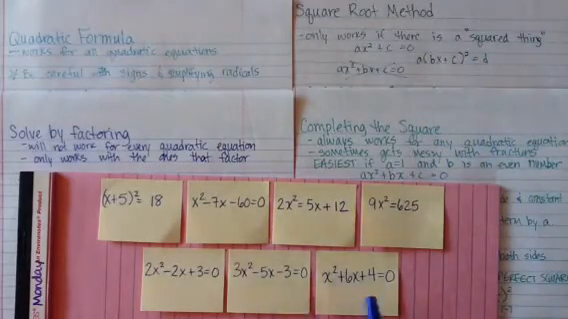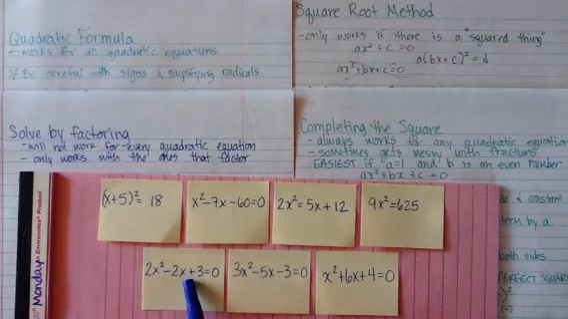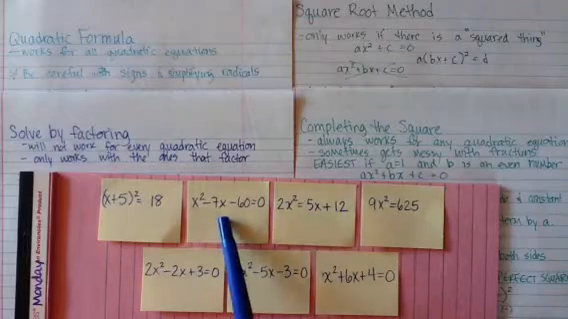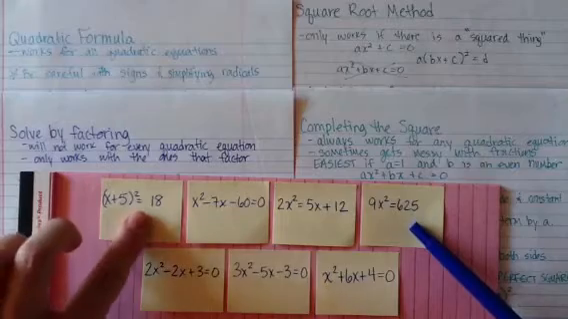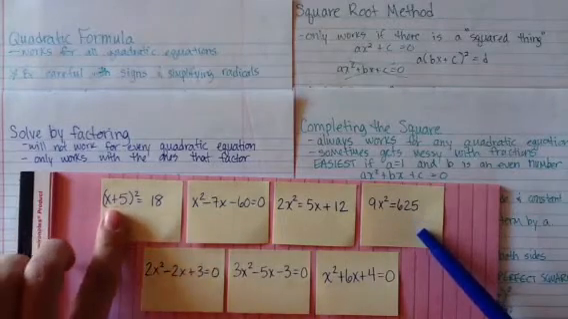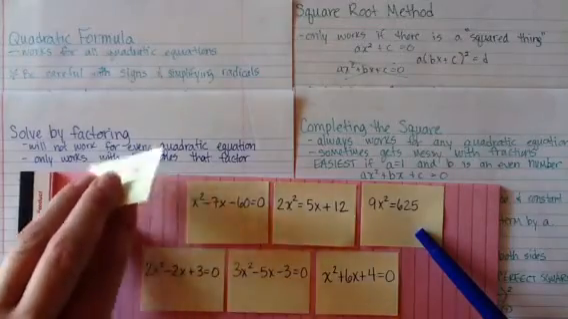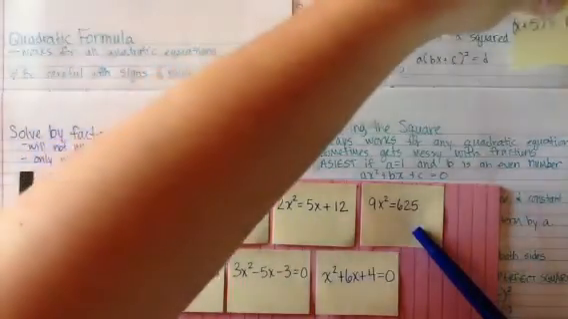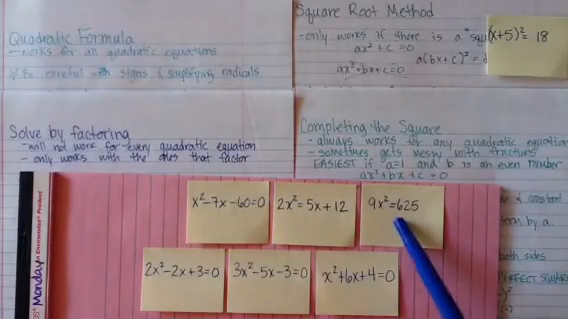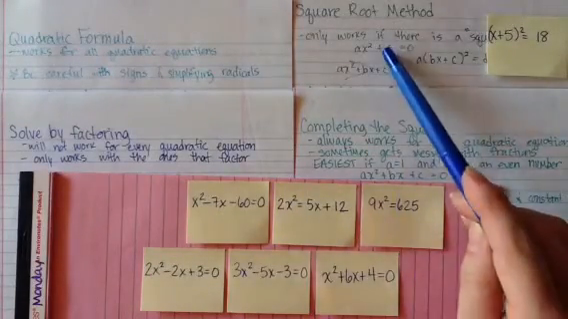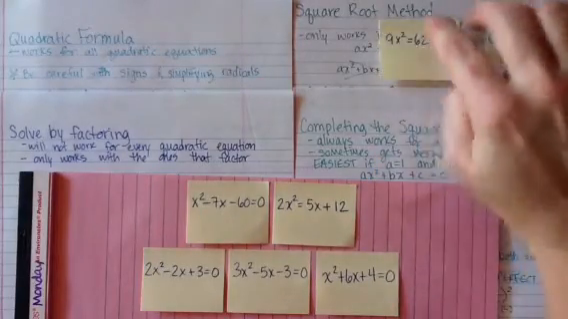So looking through our equations, this is in standard form, so it's not going to work. Same for this one, this one, this one, and this one. So if we look at the 2 remaining, we can see here we have a squared thing, x plus 5 squared equals 18. So that can easily be solved by the square root method. So we'll put that here. And 9x squared equals 625 kind of looks like this format. So we'll put that also in square root method.